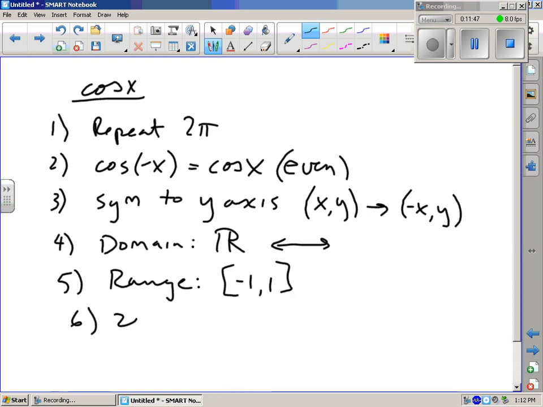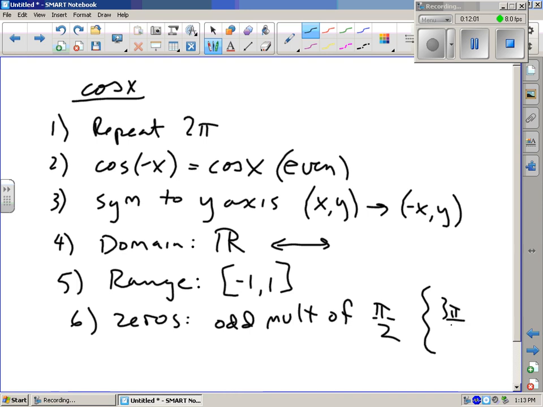But the zeros are different. We cross at different places. The zeros are at the odd multiples of pi over 2. So 1 pi over 2, 3 pi over 2, 5 pi over 2, etc. Okay? So those are some things you need to know, the differences between the two.